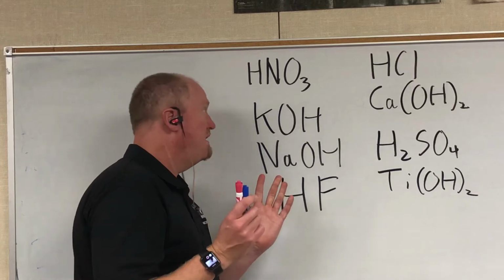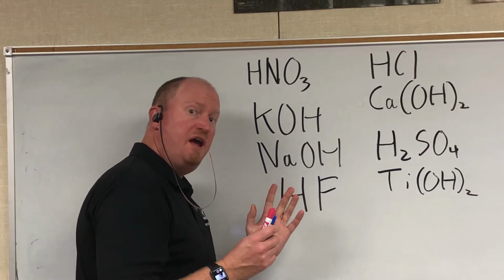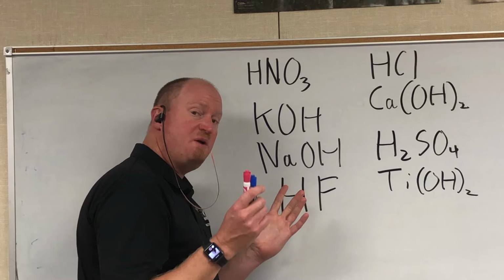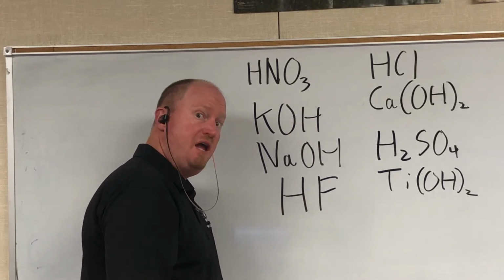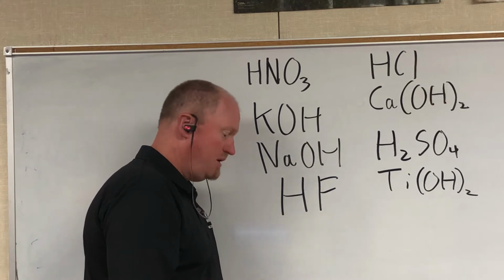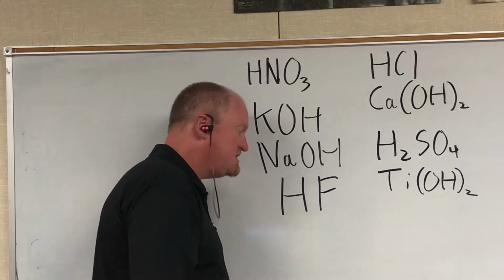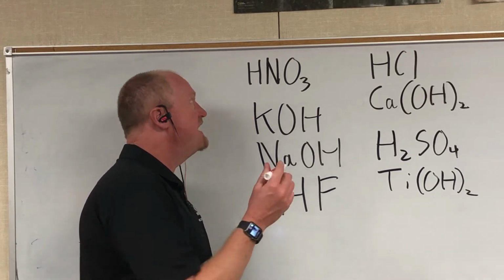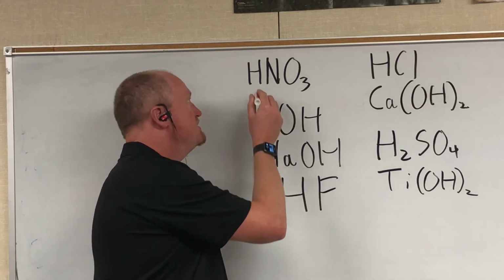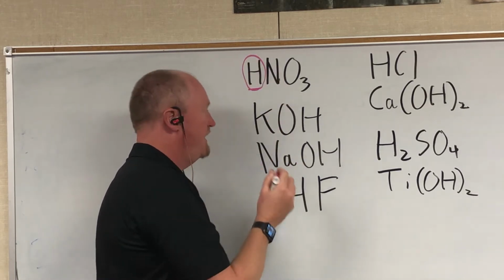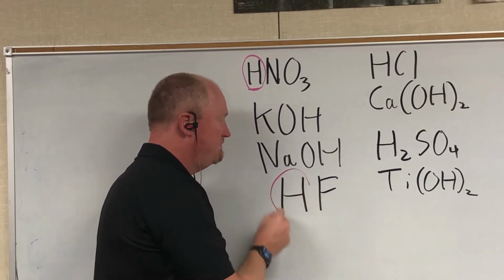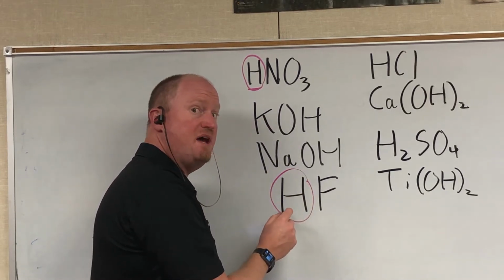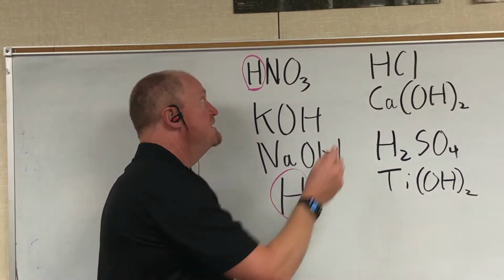Okay, so how do you tell an acid from a base just by looking at them? I've got 8 different formulas up here, and how do you tell them apart? Well, with acids, they almost always have an H in the front. Just an H by itself. H, that's an acid. That's nitric acid. That stuff is really bad news. Don't touch it.